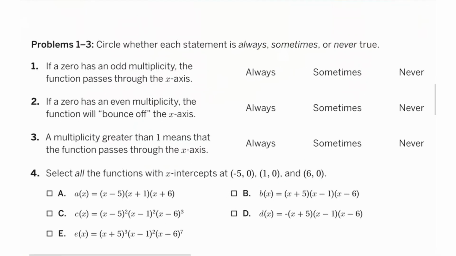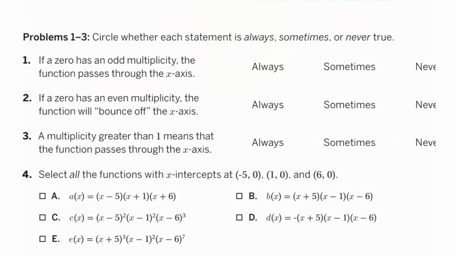So for number 1 through 3, circle whether each statement is always, sometimes, or never true. First, if a 0 has an odd multiplicity, the function passes through the x-axis. And that is always true, because when we have, let's say, a power of 1, it's linear. Power of 3 would be cubic. Same thing with 5, 7, 9. It's going to have this cubic looking shape as it passes through, but it definitely always passes through.